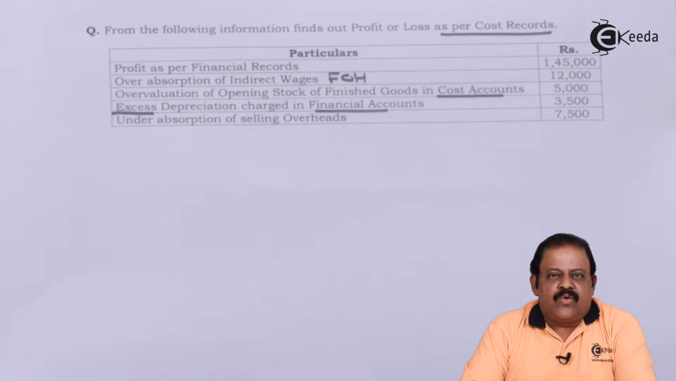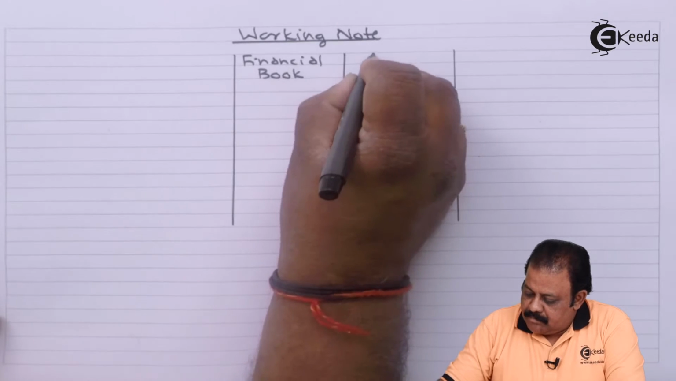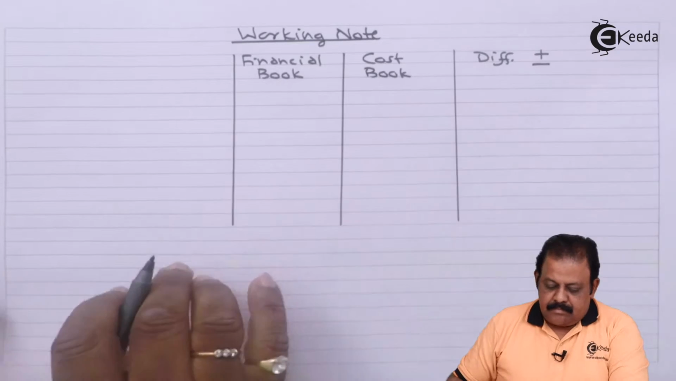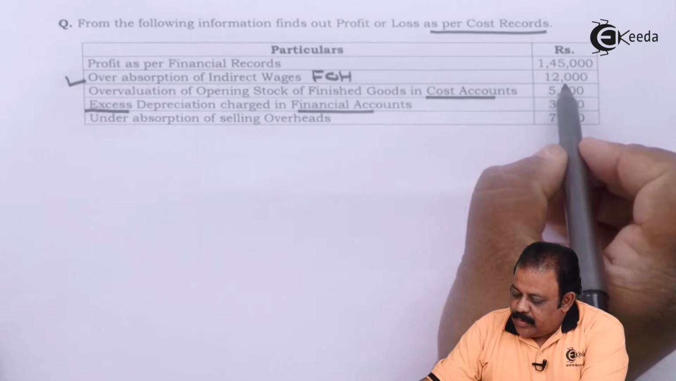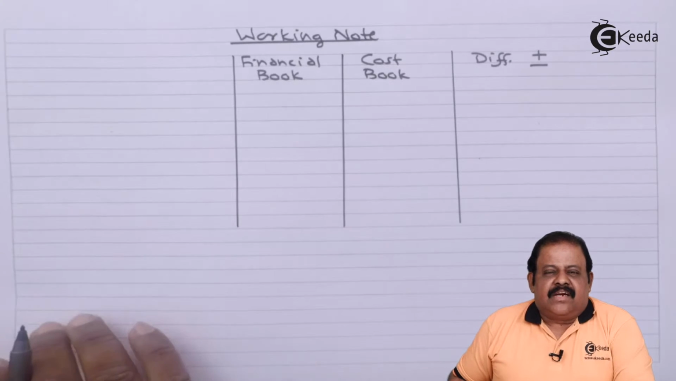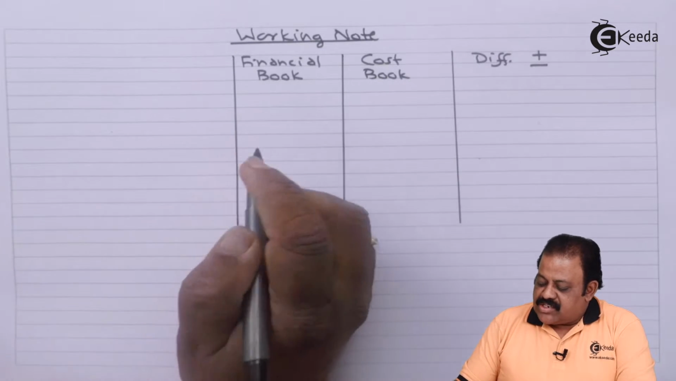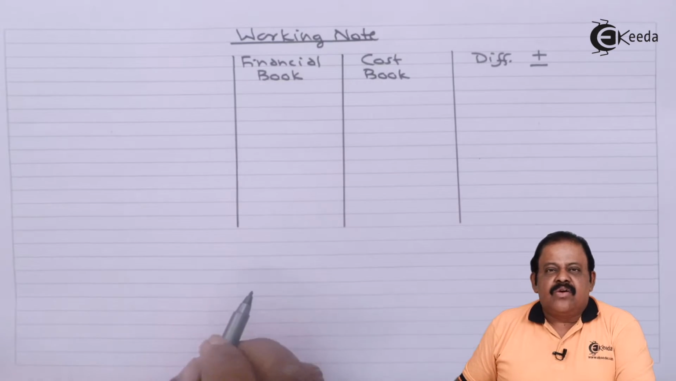Now we will be doing working notes to fix signs plus and minus which we require in preparation of profit reconciliation statement. Over absorption of indirect wages, 12,000. Our profit reconciliation statement will start with profit as per financial book because it is given in the question. So first amount column we will have to take financial book and second column we will have to take cost book.